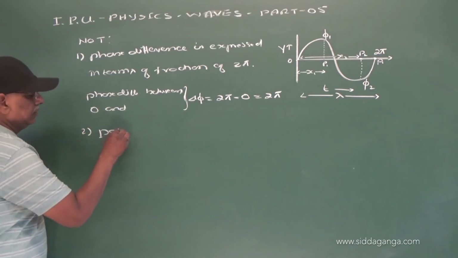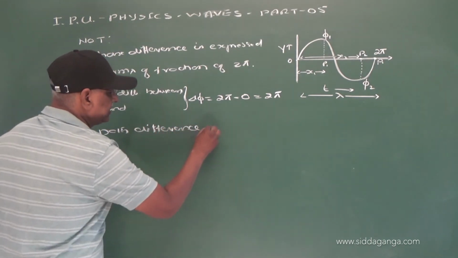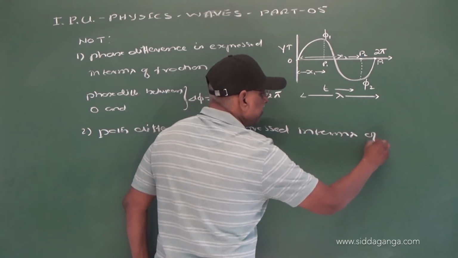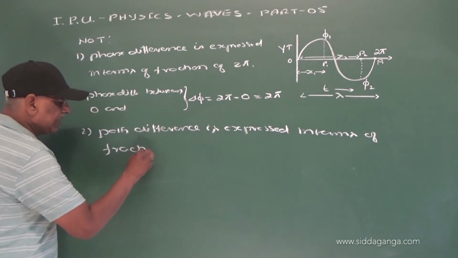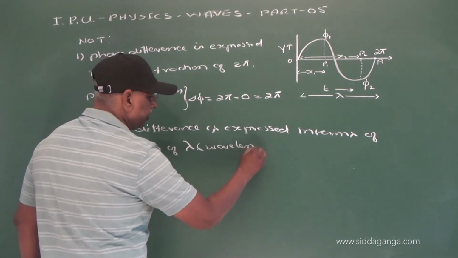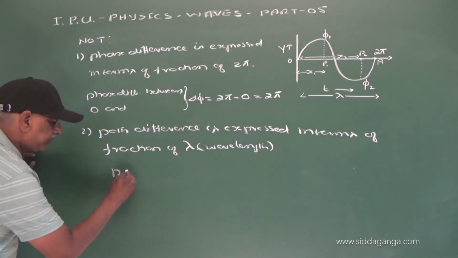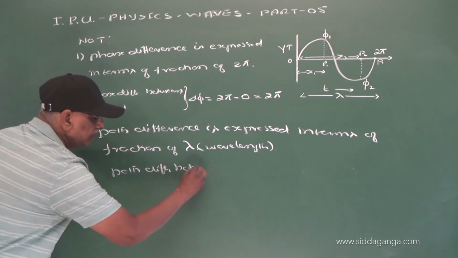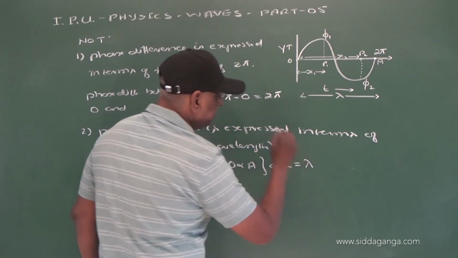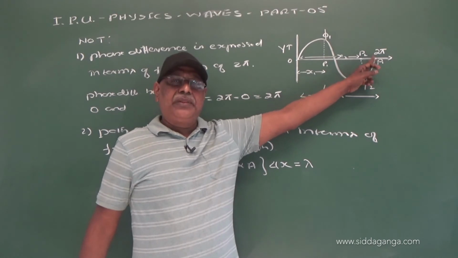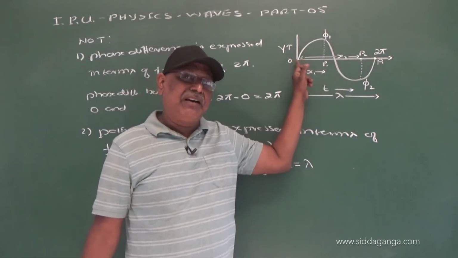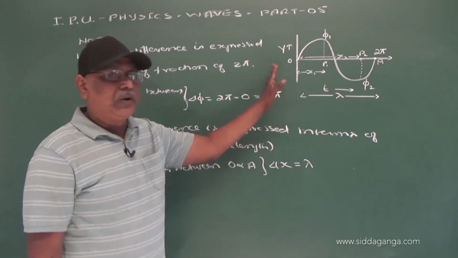Number 2, path difference is expressed in terms of fraction of lambda, that is wavelength. For example, path difference between O and A, that is delta x is equal to lambda. So x2 is equal to lambda, x1 is equal to 0, x2 minus x1 is equal to lambda. Here phi 2 is equal to 2 pi, phi 1 is equal to 0, phi 2 minus phi 1 is equal to 2 pi. Is that clear?